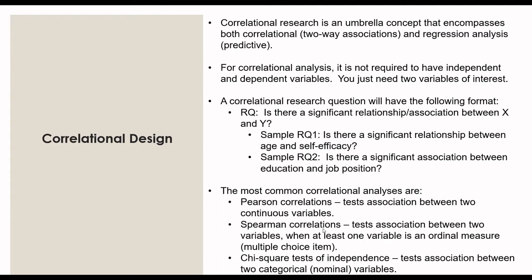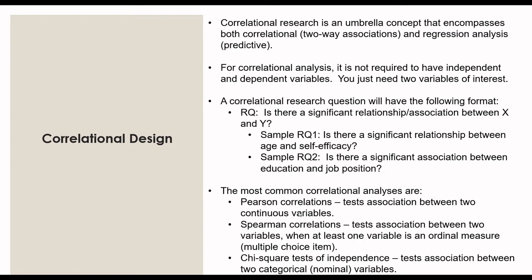A Spearman correlation is the non-parametric version of a Pearson correlation, and it is usually used when you have a multiple choice item that is ordinally measured, so it has hierarchy. A good example of that would be education, actually. If we swapped age with education here, is there a significant relationship between education and self-efficacy? That would likely use a Spearman correlation.